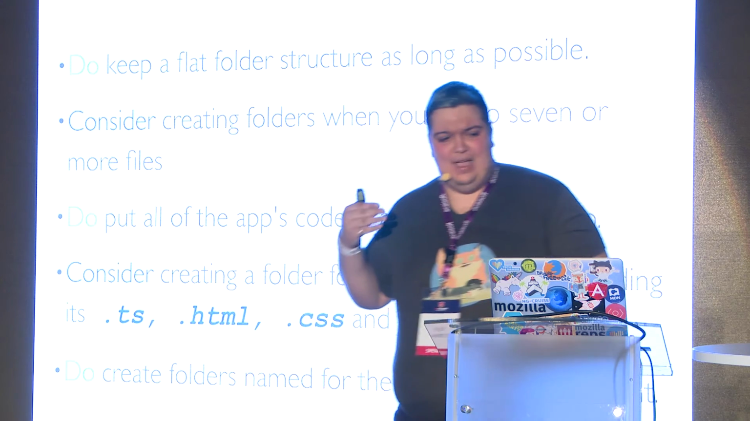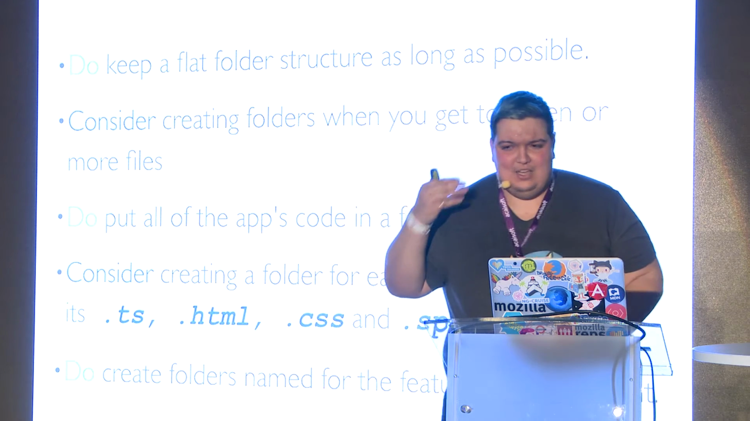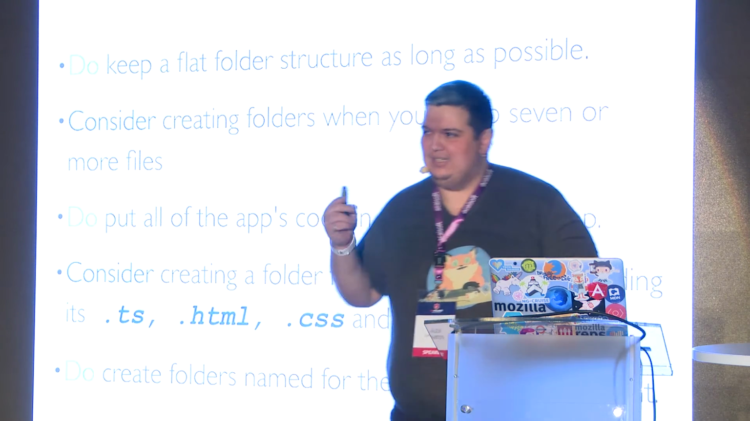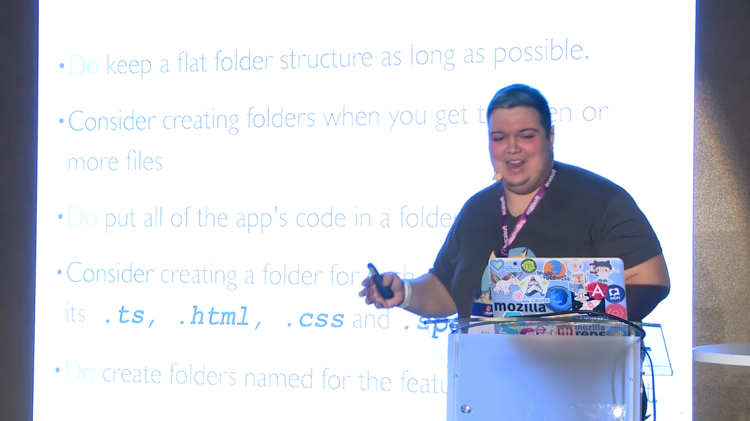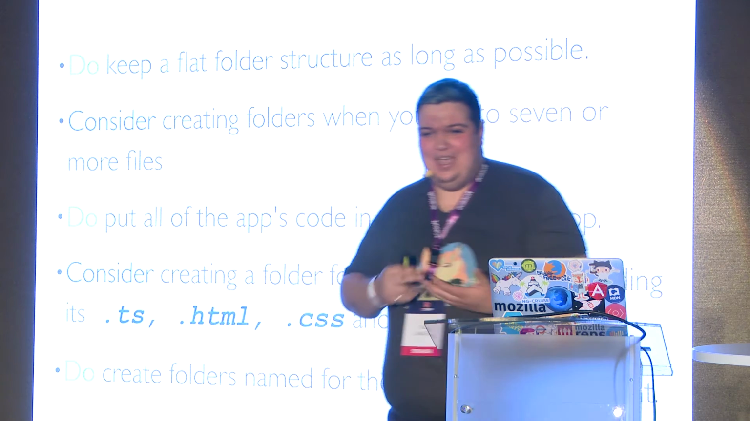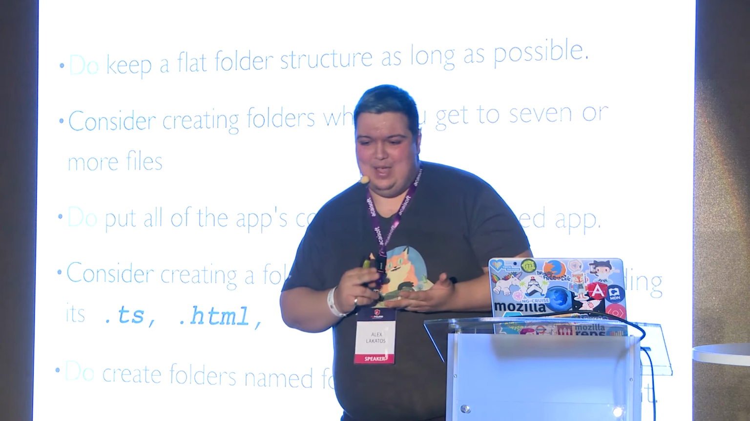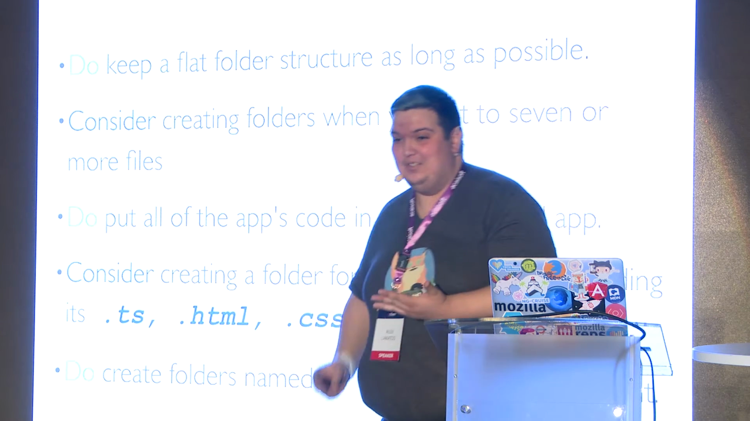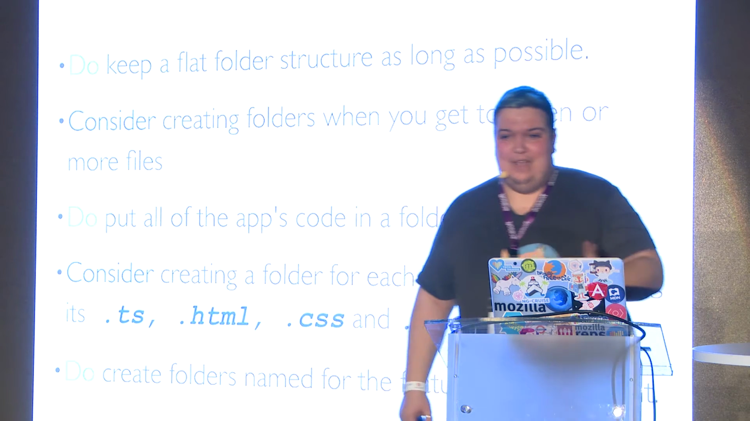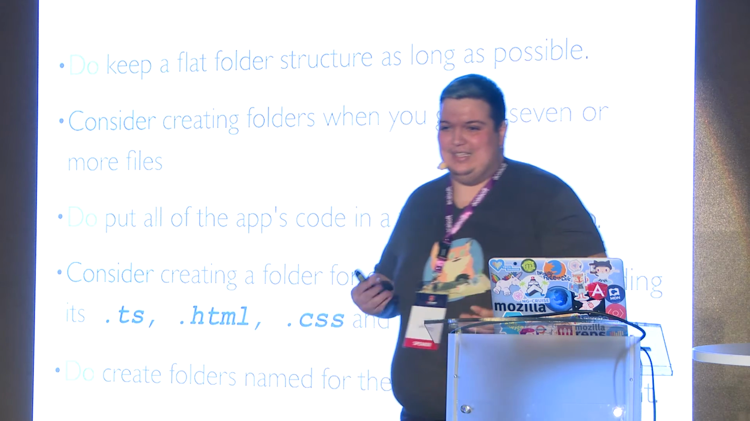The 7 or more files thing is actually not random, because 7 is a magic number. No, it's actually not random. So when you have a component, you have usually 4 files for it. The TypeScript, CSS, and HTML, and then a spec file, which is 4 files per component. When you have 2 components in the same file, that's too much.